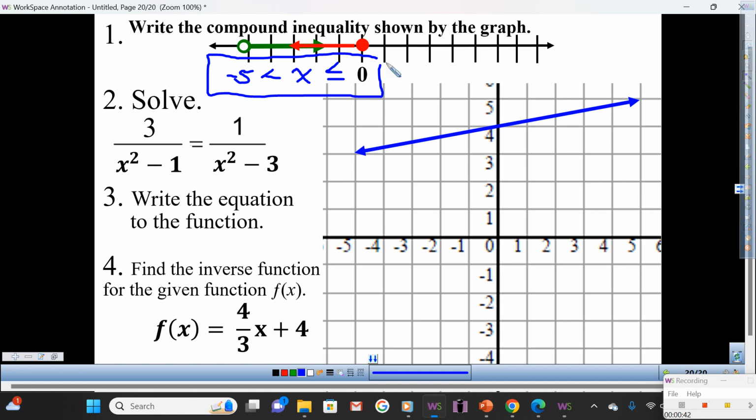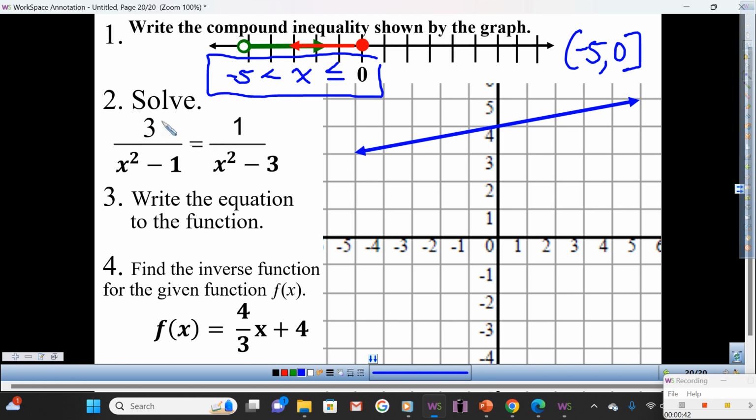And tell your neighbor the interval notation of that. Pass that one, Jacob. Brandon. Felix. Interval notation. Parentheses -5, 0 bracket. Hands if you got that. That is correct. Let's go to number two.